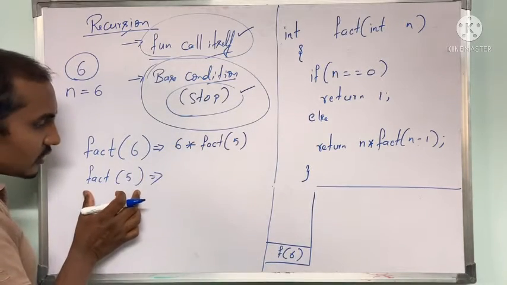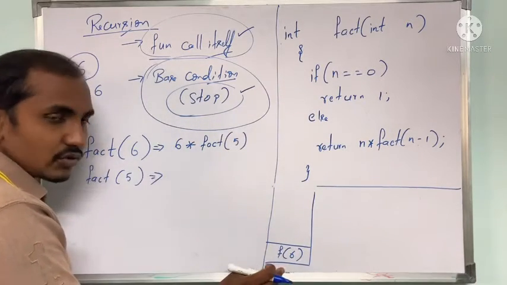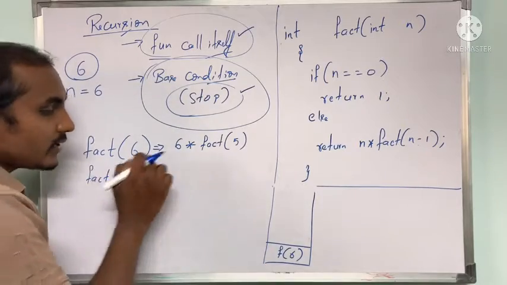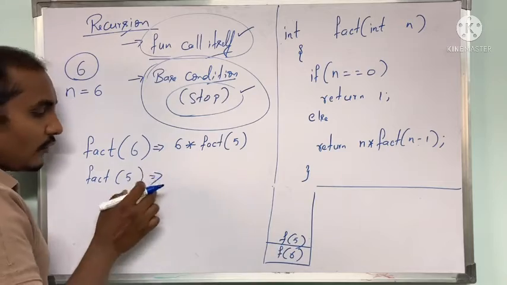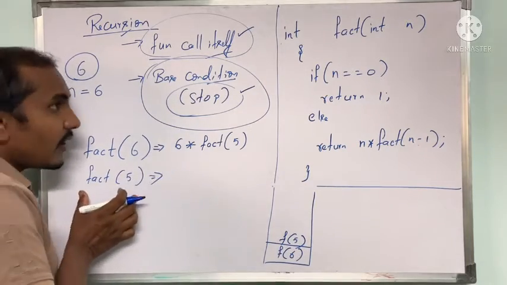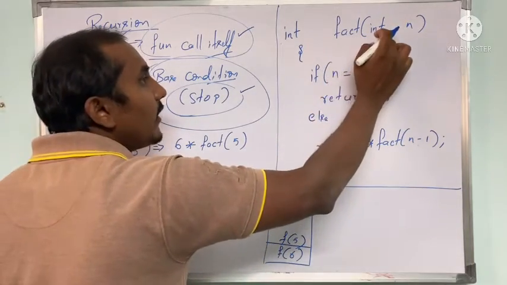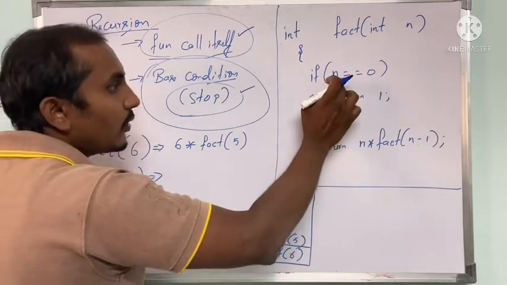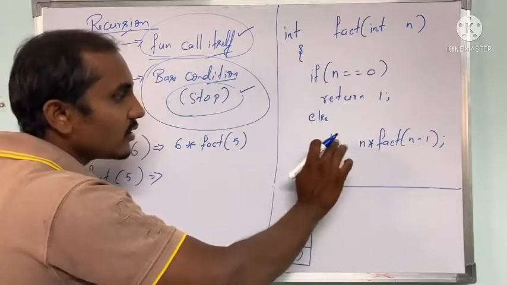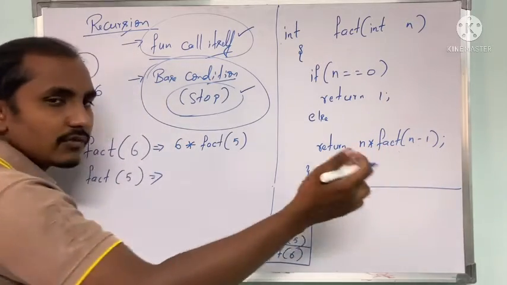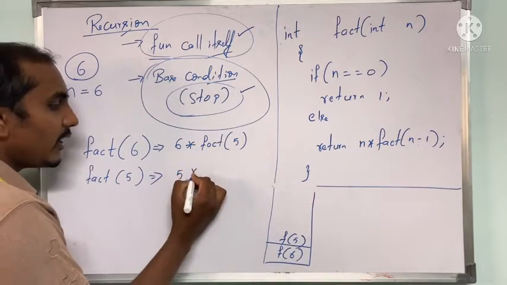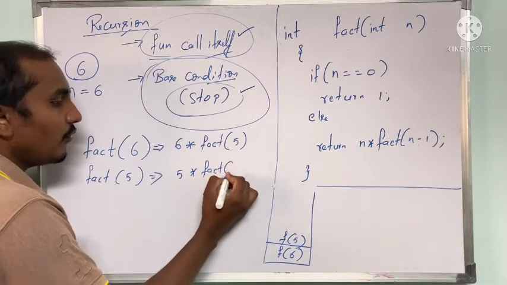So the first function call has entered into the stack. Now again we are going to add the second function call, which is fact of 5. Now when fact of 5 is executed, n value will be 5. So 5 equals 0 is false. Again we write 5 into fact of n minus 1, which is fact of 4. So I am going to write 5 into fact of 4.